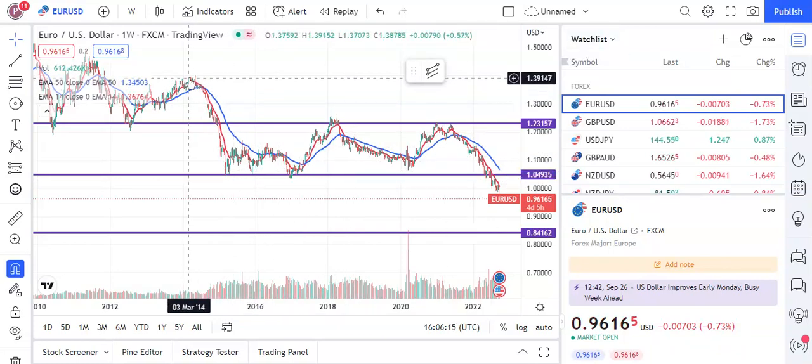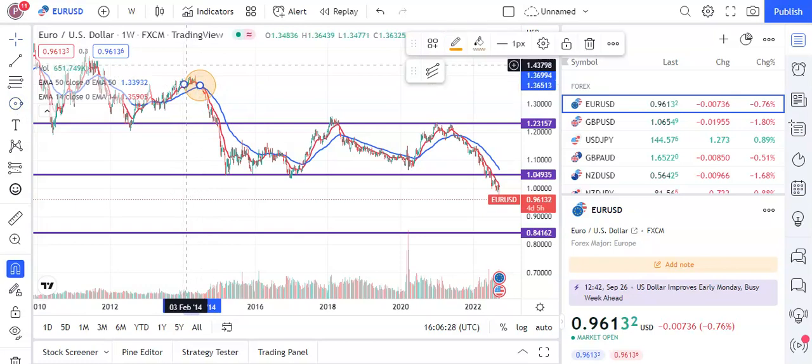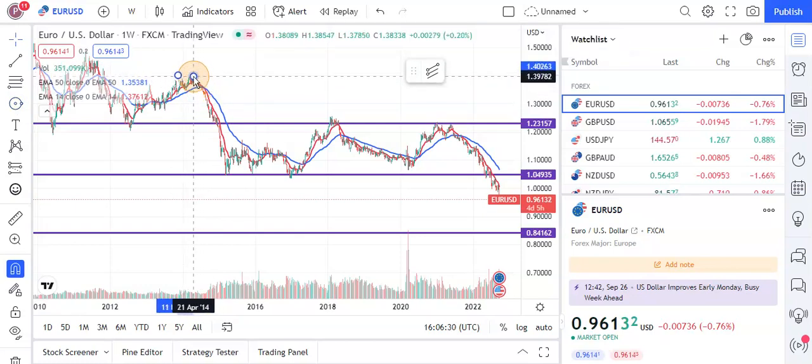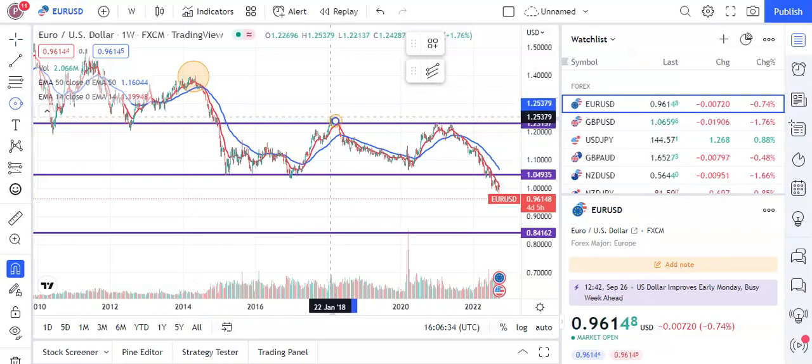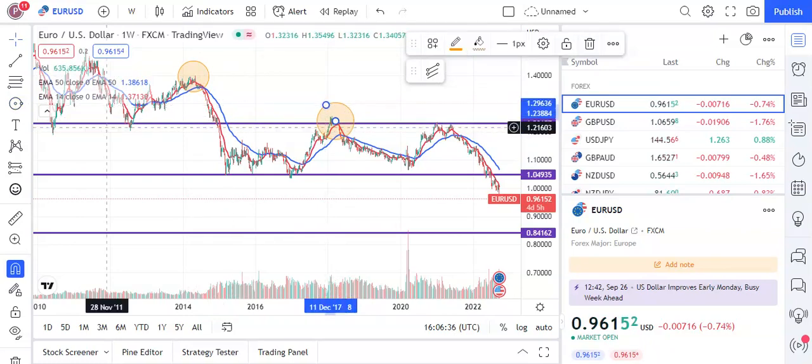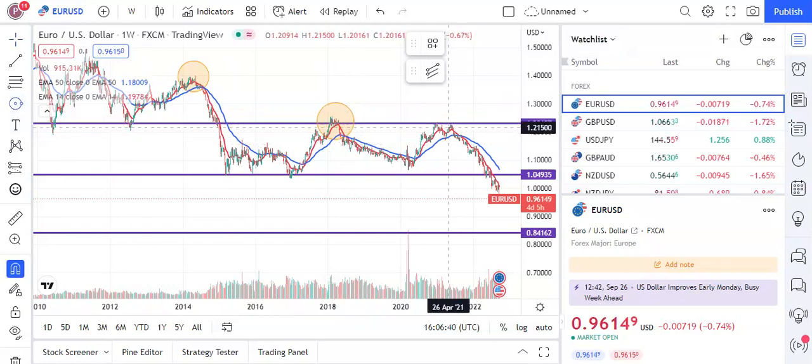You can see that it is forming higher lows and lower lows. You can see the lows here. This low is higher than this low, right? And this particular low here is higher than this low.